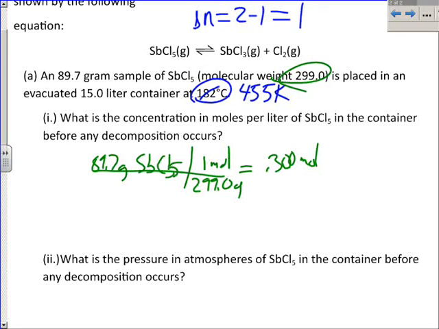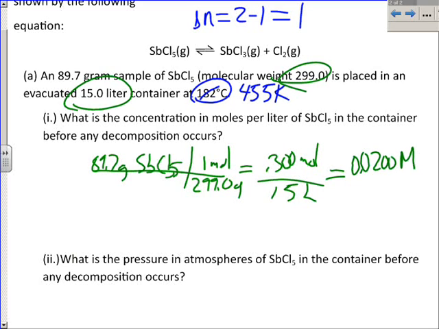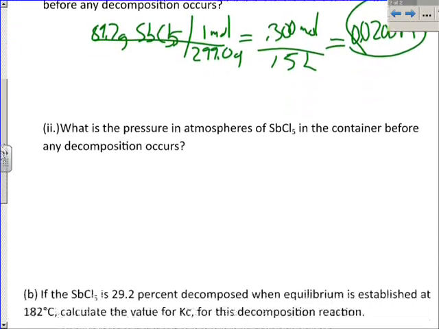Now, since molarity is number of moles divided by the volume, and it says the volume is 15 liters, all I have to do is divide that by 15, and I calculate my molarity. So in this particular problem, I've got 0.0200 molar. So what's the concentration in moles per liter? Well, it's just moles divided by liters, and that's what it would be before any decomposition happens. That sounds suspiciously like something I would use in an ICE box for an initial value.